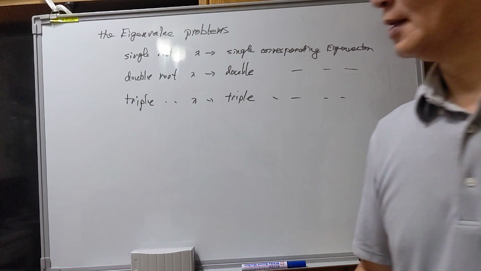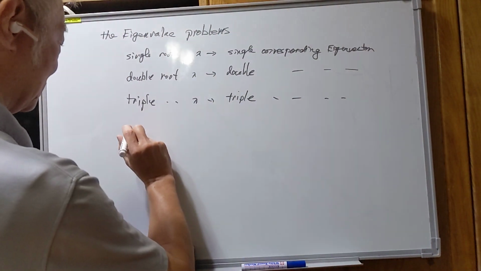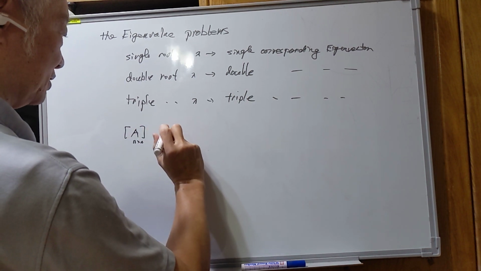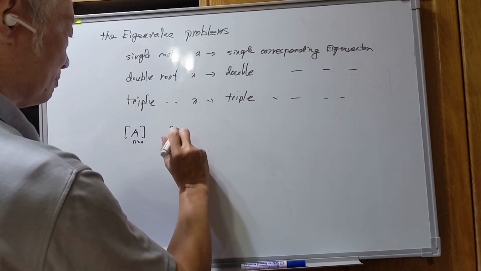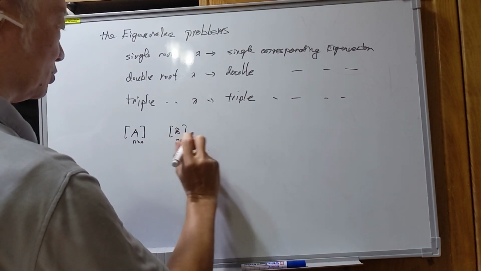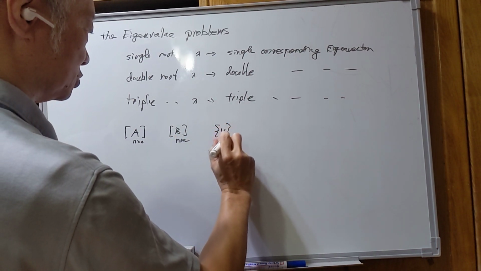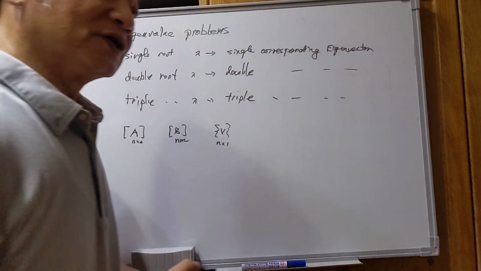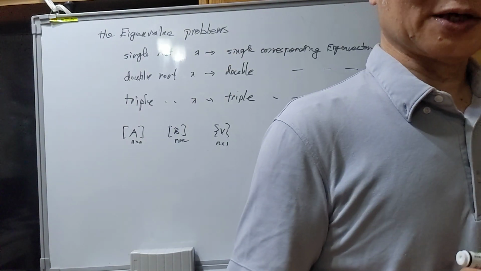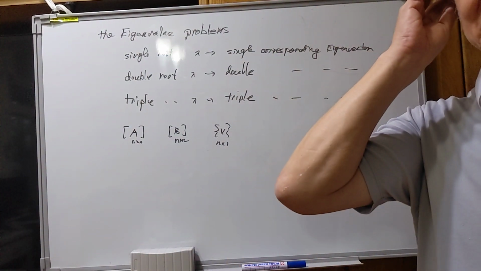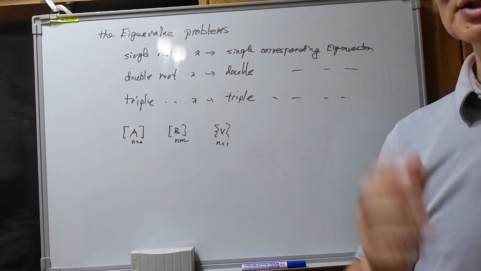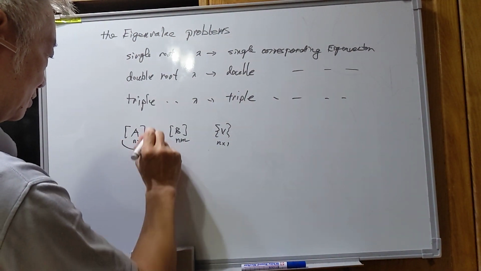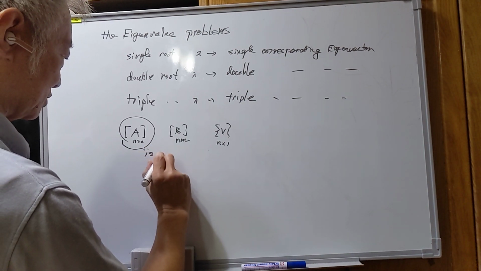Triple, you can find three. So if A is n by n, the B must be n by n also, and the x must be n by 1. If the A matrix is a symmetric matrix, then we can guarantee that we can always find n independent eigenvectors.